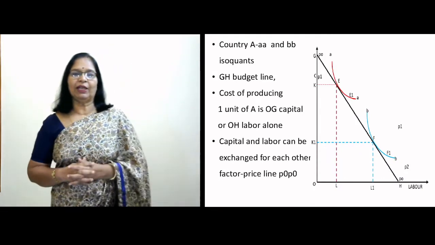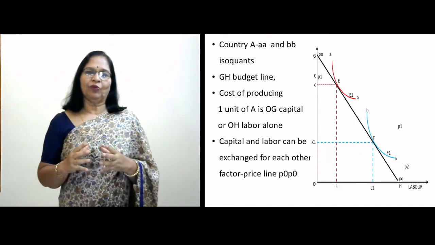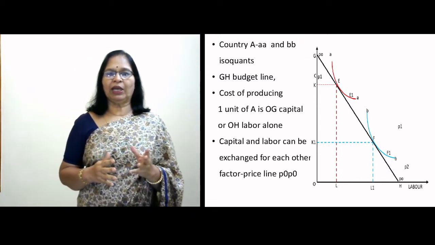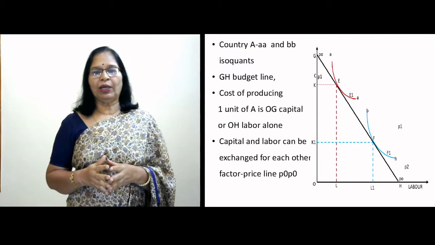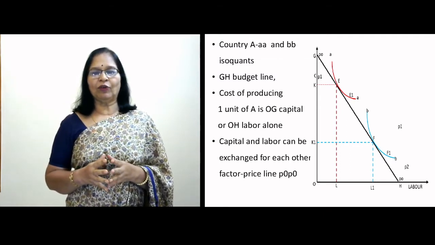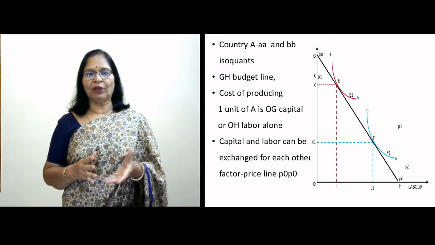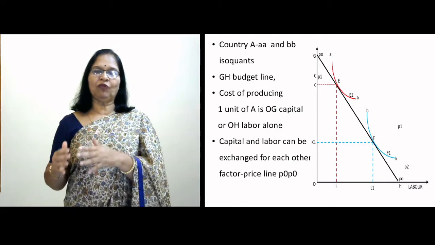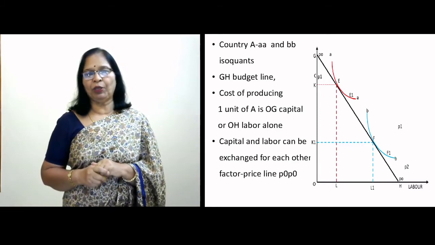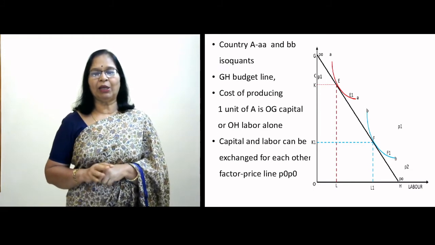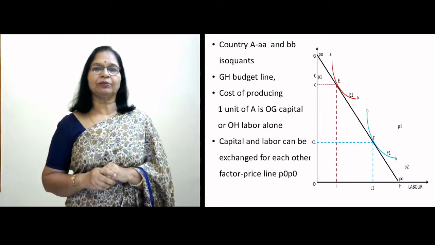Let's look at this particular diagram. We have the price line PP, the budget line is GH. So at budget line GH, the country can produce 1 unit of commodity A by using OG of capital or OH of labor. Now let's more importantly focus on the PP, which is the factor price line, where capital can be exchanged for labor.